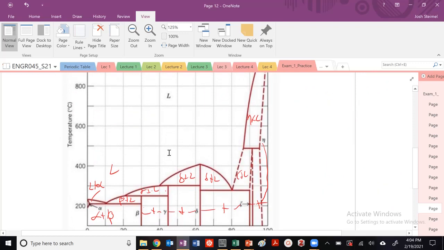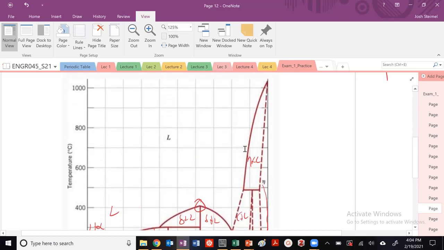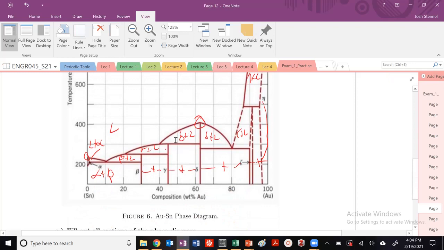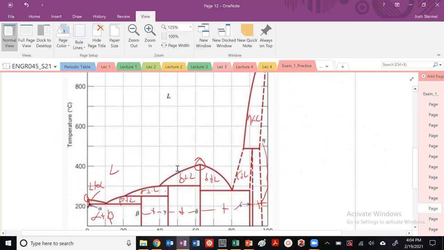So I see a congruent melting point right here. I also see another congruent melting point right here. And I also see one more congruent melting point right here. So those are all my congruent melting points. What else do I have here? So where's my eutectic? Here's a eutectic here. Here's a eutectic right here. Those are all my eutectics.